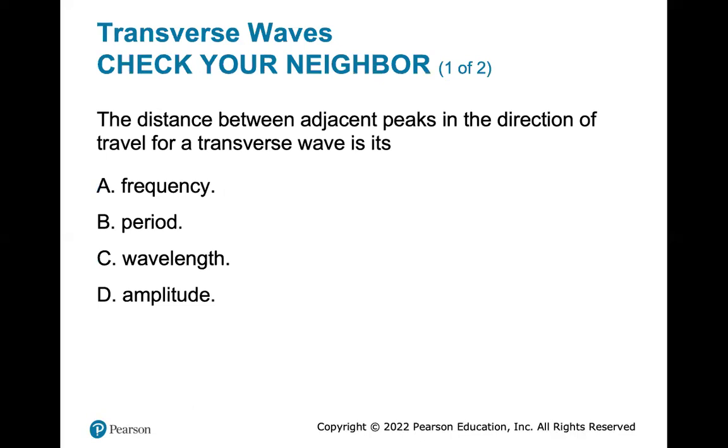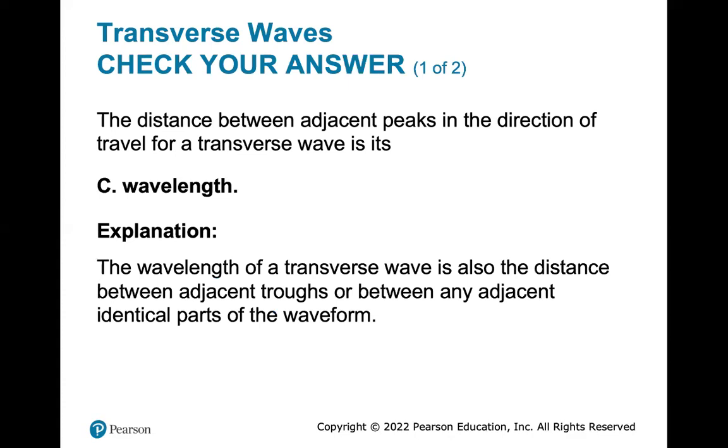The distance between adjacent peaks in the direction of travel for a transverse wave is its frequency, period, wavelength, or amplitude. Now look at the question. The distance equals length, so it's the wavelength, C. The wavelength of a transverse wave is also the distance between adjacent troughs or between any adjacent identical parts of the waveform. So the distance between adjacent peaks is the wavelength.